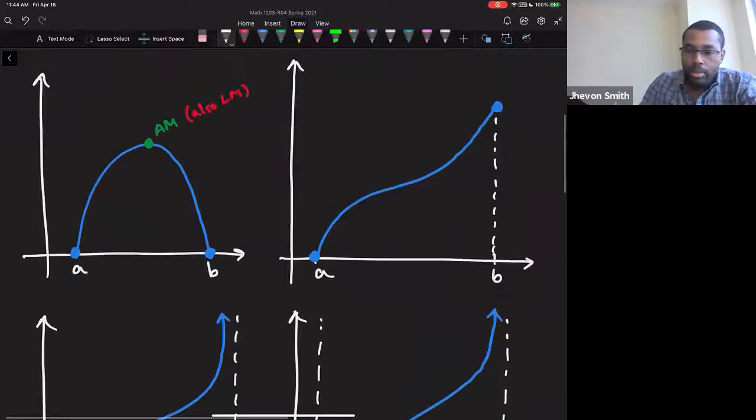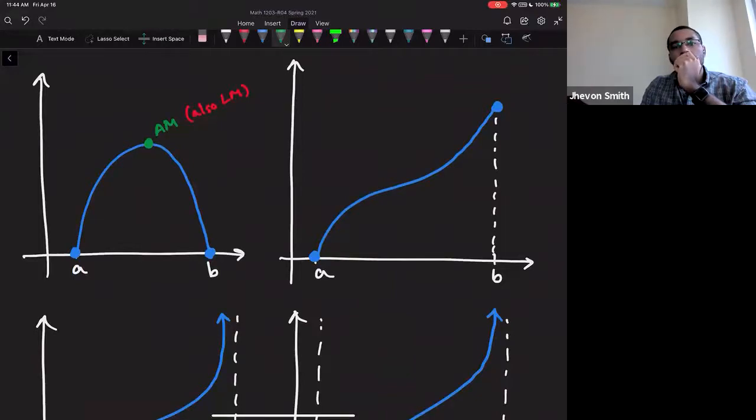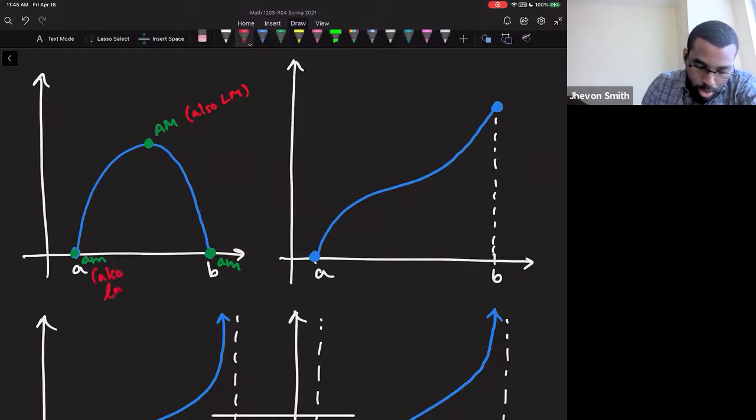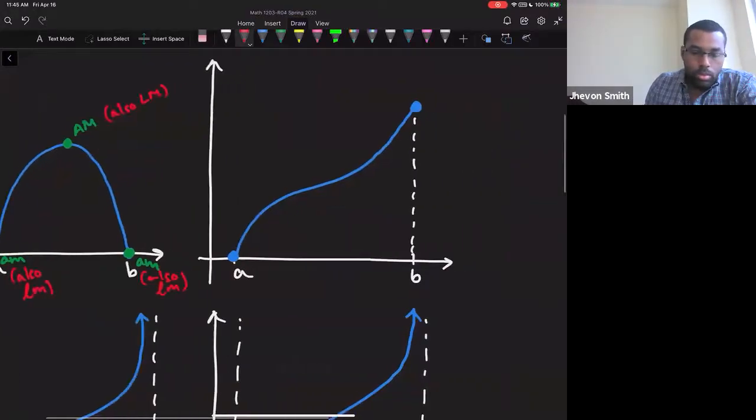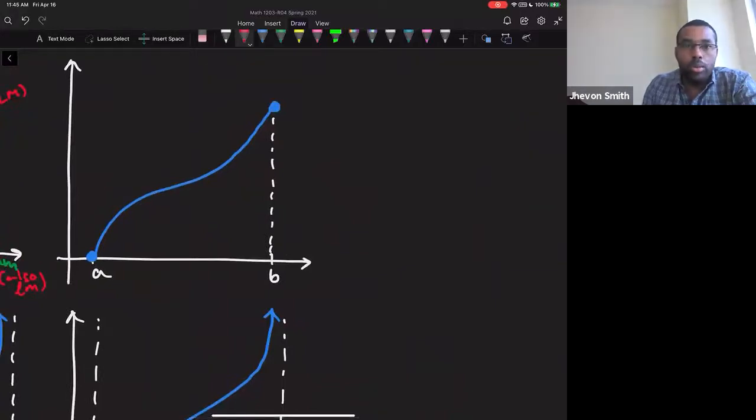So that is an absolute max. Any absolute min? Well, there are. The point down here is an absolute min. And the point down here at B is also an absolute min. Zero is the absolute min, right? It's the smallest output on this interval. Again, it's also a local min. This is also a local min. So that graph had both technically, but we would say absolute max or min.